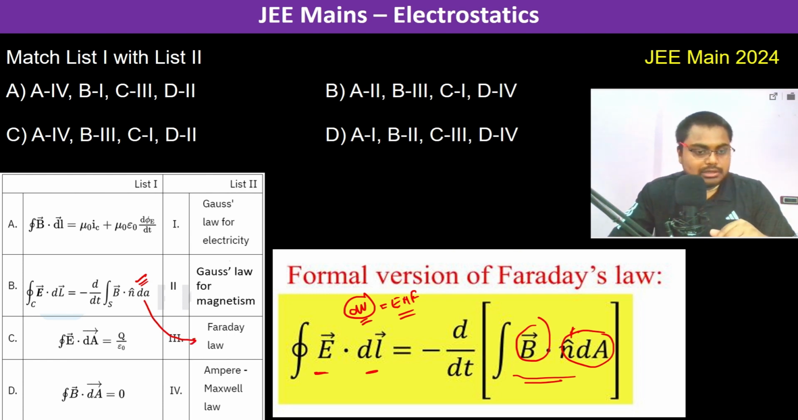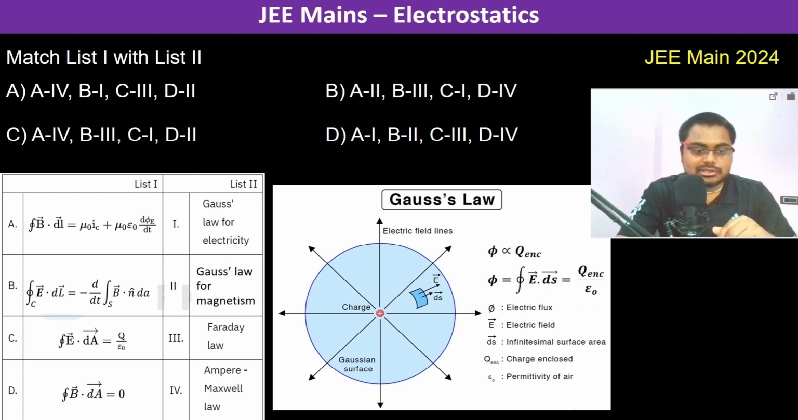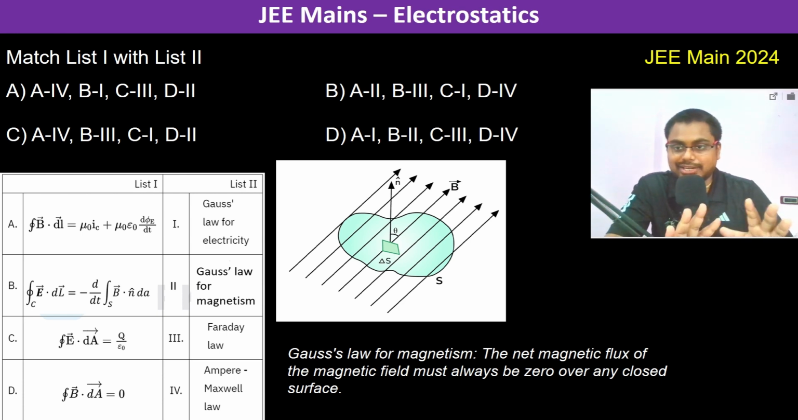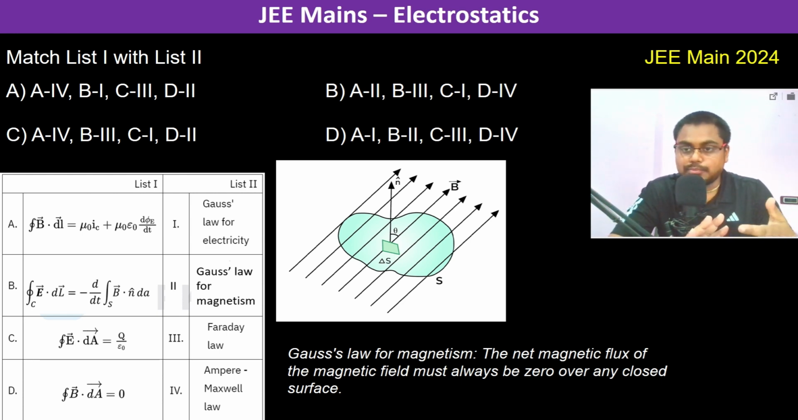Now going ahead, there is E dot dA equals q, and this is our very dear Gauss law, where the electric flux is equal to the charge enclosed inside the Gaussian surface divided by epsilon naught. And then there is Gauss's law for magnetism, which is B dot dA equal to 0. What it states is that the net magnetic flux must always be 0 over any closed surface, because magnetic field lines don't originate anywhere, they are always in closed loops.